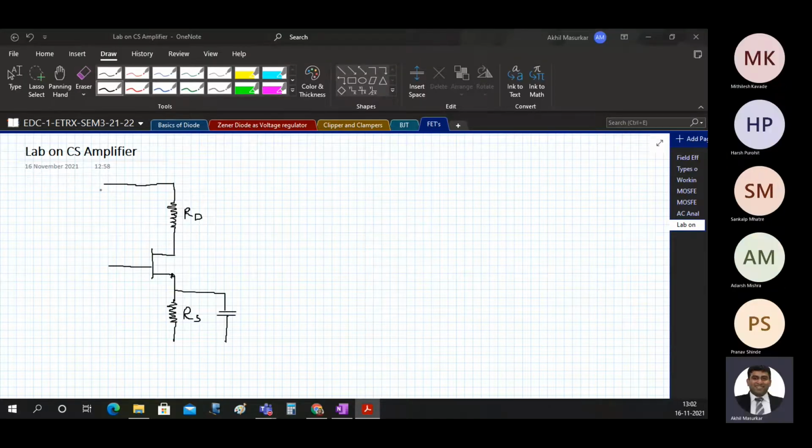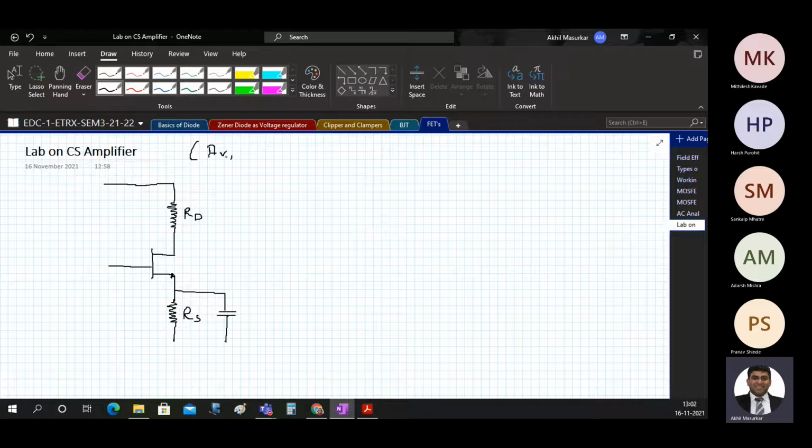So we are now constructing the CS amplifier, and our objective will be to find out the voltage gain, the input impedance and the output impedance. So let's find out what we get here.